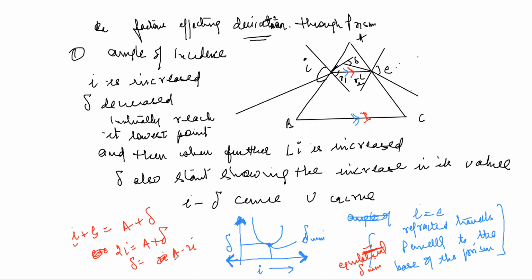That is 2I minus A. Yes, sir. Okay. That is all happening when the light is suffering minimum deviation through a prism.